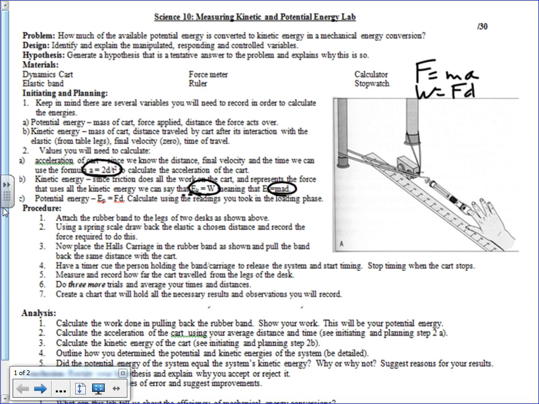So we'll calculate kinetic energy for each trial by taking the acceleration that we calculate this way and multiplying it, in this formula here, mass times acceleration times distance. Nothing terribly difficult, just all multiplication stuff. Then the potential energy minus our kinetic energy should equal that. Everybody follow me there? All right.